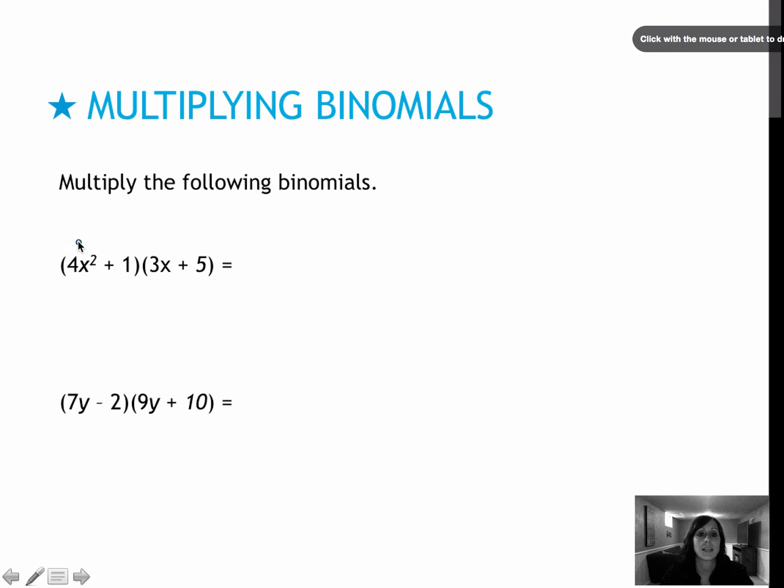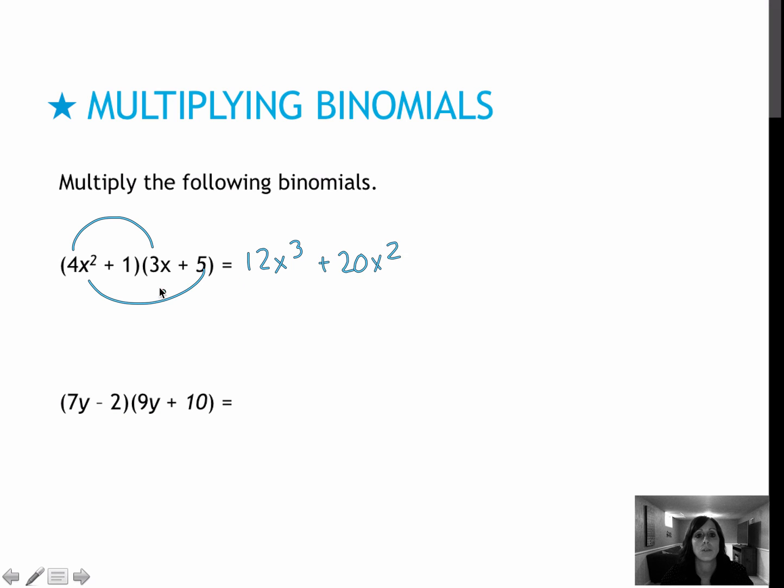For my first example, I would get 12x to the third plus 20x squared plus 3x plus 5, and none of those values are like terms, and they're already in standard form, so I'm done.